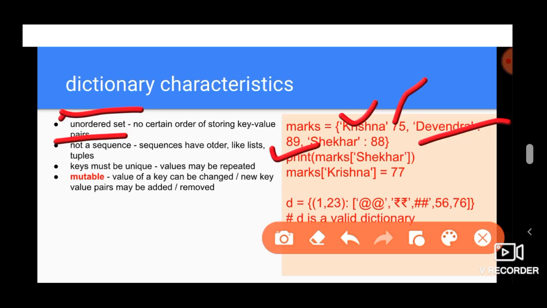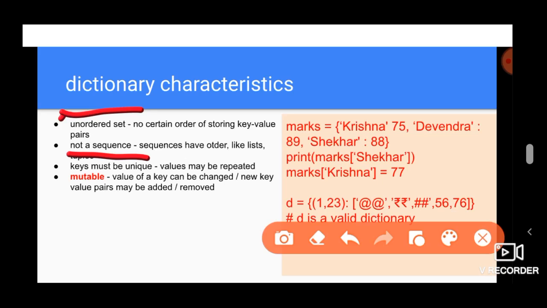It does not guarantee that you can say that Krishna colon 75 is the first key value pair and Devendra 89 is the second key value pair. It is written in this order in our program, but in memory there is no such order maintained for the key value pairs. Okay, then it is not a sequence.